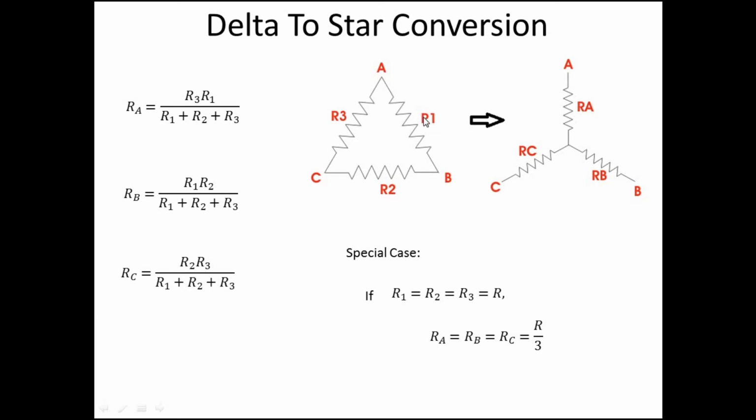Please note that R1 is in between A and B, R2 is in between B and C, and R3 is in between C and A. And RA is at A, RB at B and RC at C. So that's the case of delta to star conversion. Similarly, we can discuss star to delta conversion.